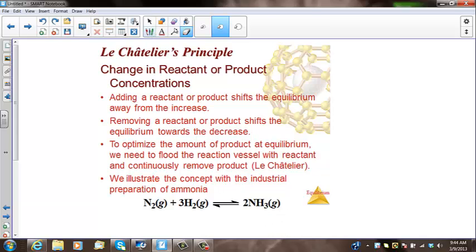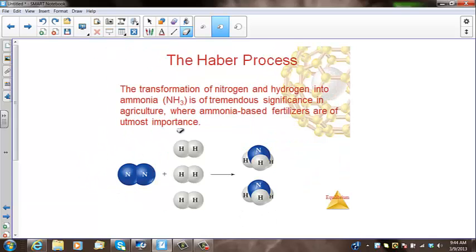If I decrease, say I decrease N2, take it away, then the reaction is going to favor the reverse reaction. The NH3 is going to break down because it's going to try to replace the loss of the N2. And subsequently, if I were to decrease NH3, it would favor the forward reaction because it would want to replace the NH3.